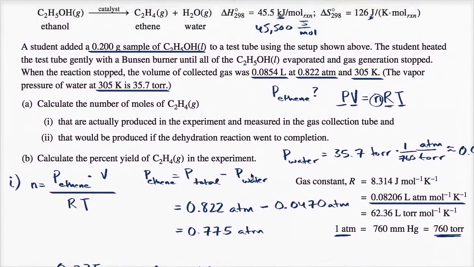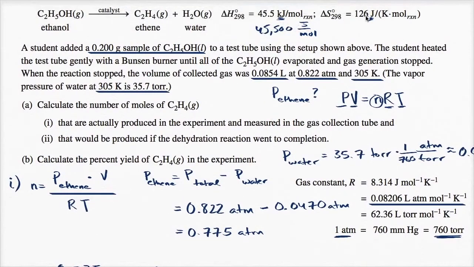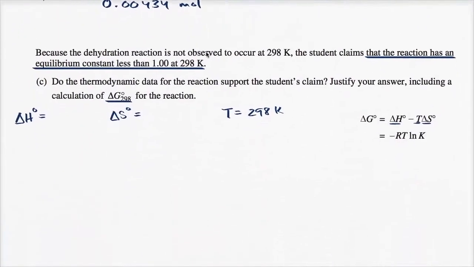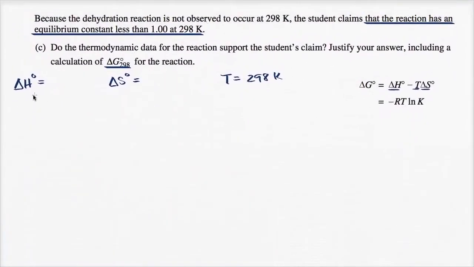So let me write this down. This is 45,500 joules per mole. This is 126 joules per Kelvin mole. And now we can figure out what the delta G is going to be.